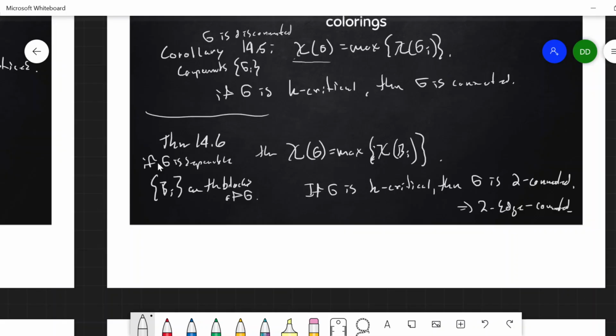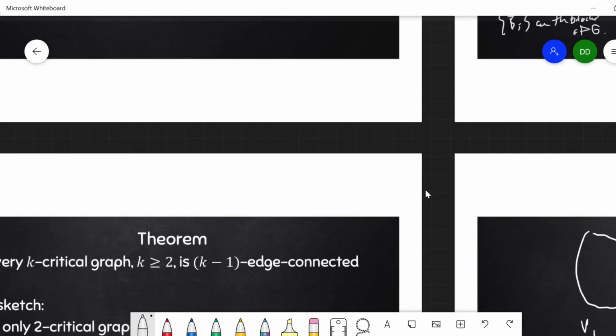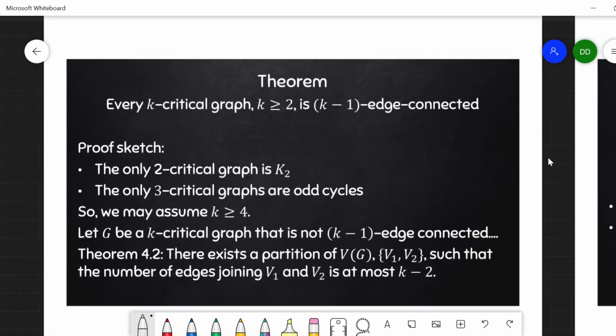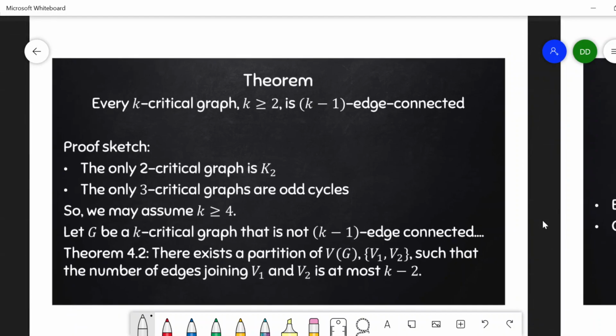So what more can we say here? Well, actually, if G is k-critical, then it's k-1 edge connected. So let's go through a proof sketch of this theorem. The only 2 critical graph is K2. That's pretty easy to see, and that is 1 edge connected because it is a connected graph.